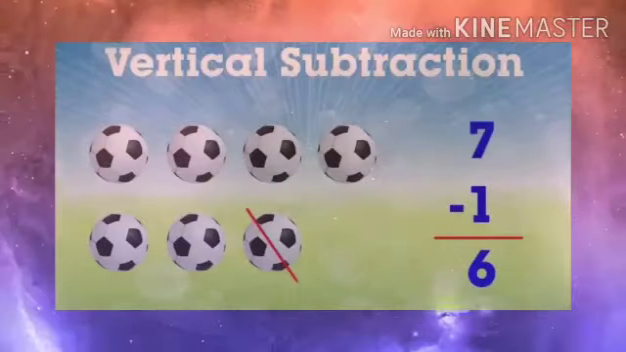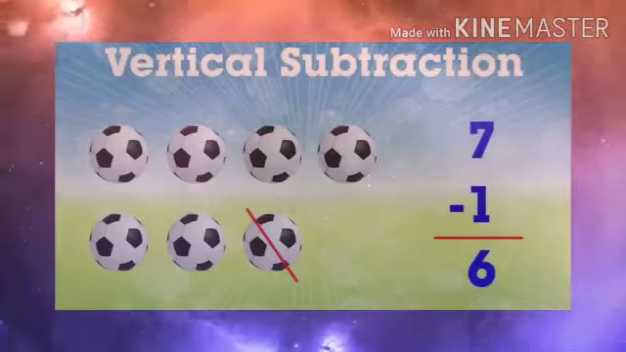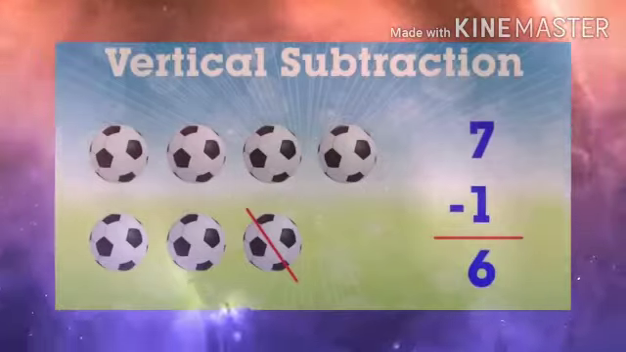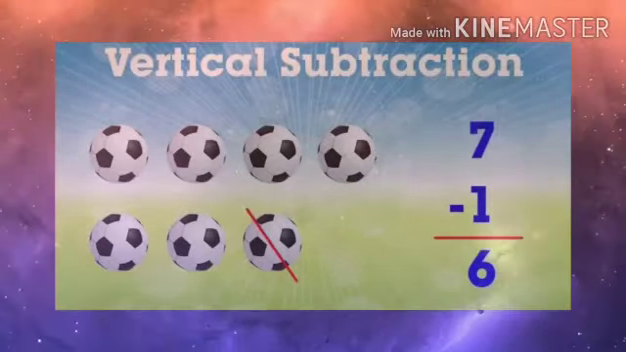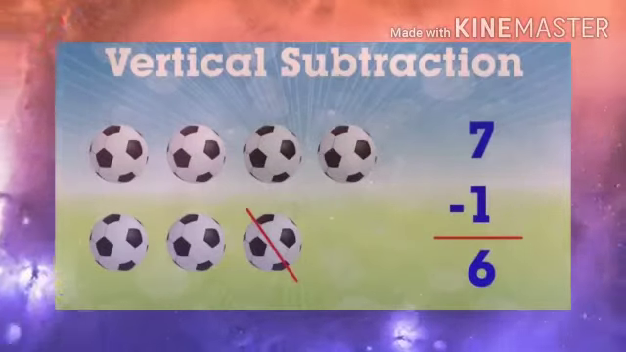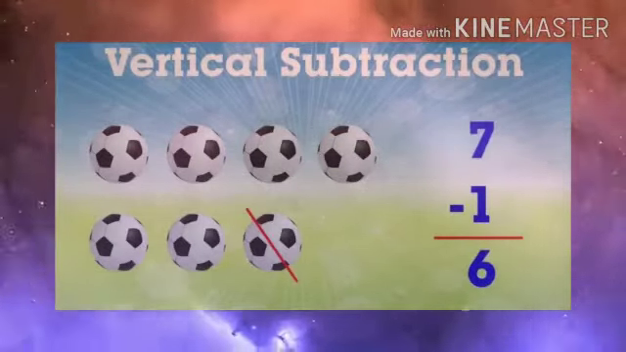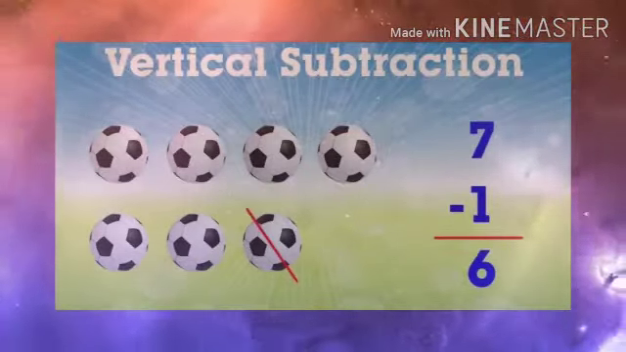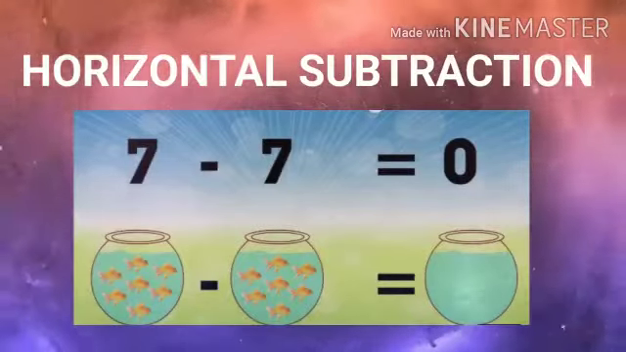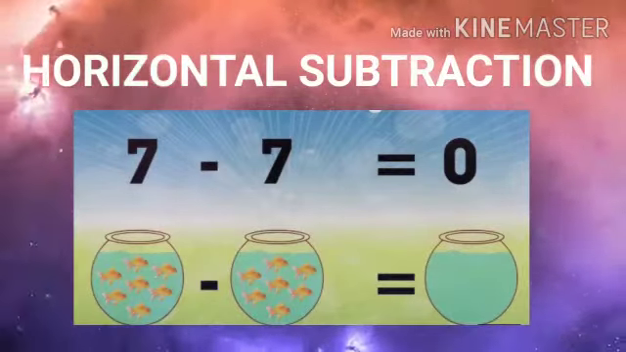Let's study the different forms of subtraction. This method is vertical subtraction. In vertical subtraction, you place the numbers vertically and line up the numbers with the same place values in the same columns. Next method is horizontal subtraction.